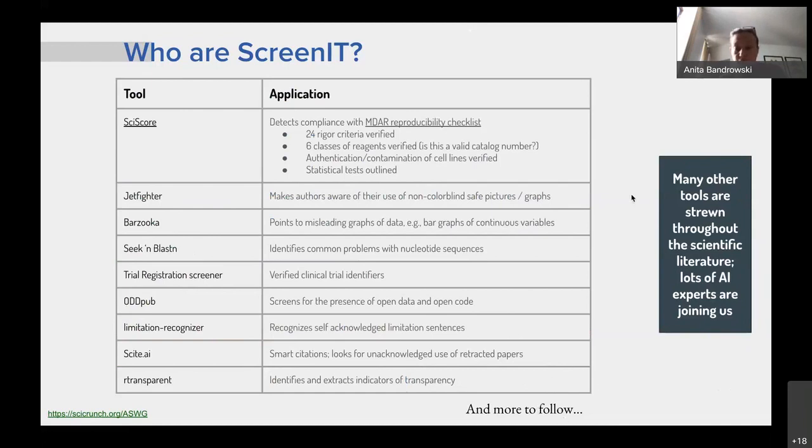There's actually a lot of these tools that have been funded by NIH and other funding agencies. They're strewn throughout the scientific literature. They're on GitHub, which is an electronic shelf. They are lovely, but they have essentially no usage after an initial paper.